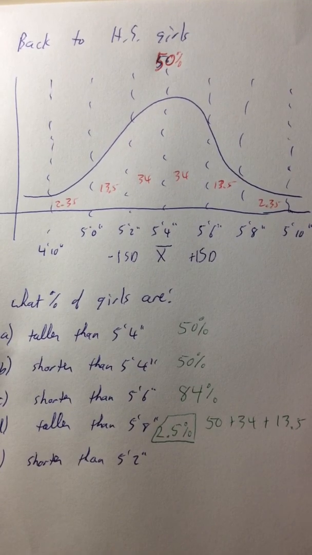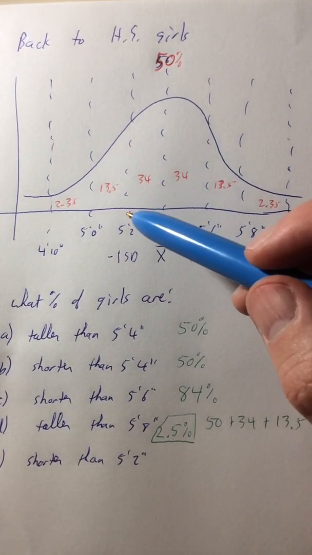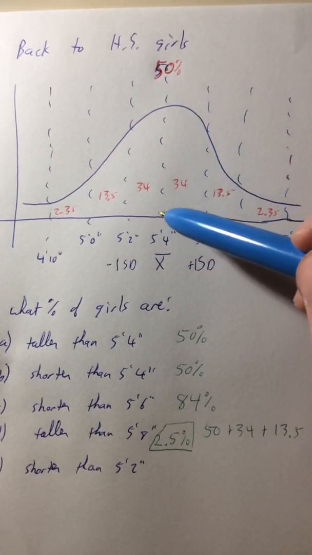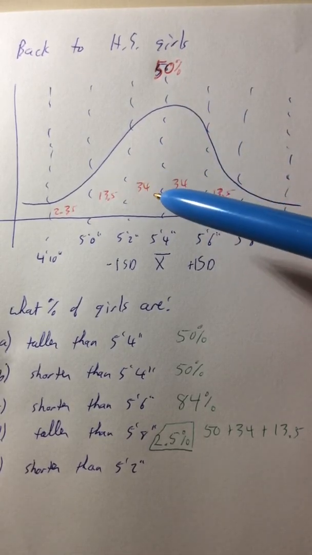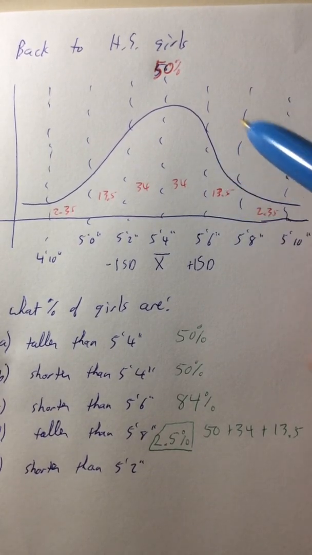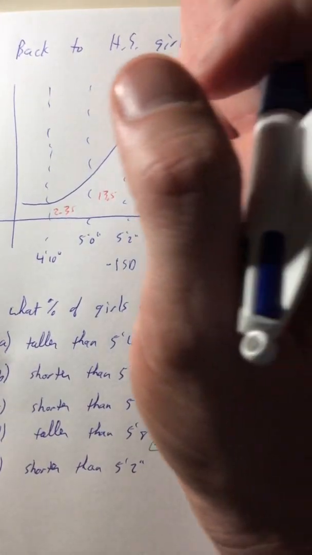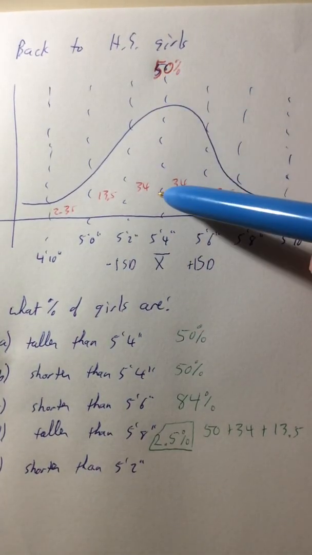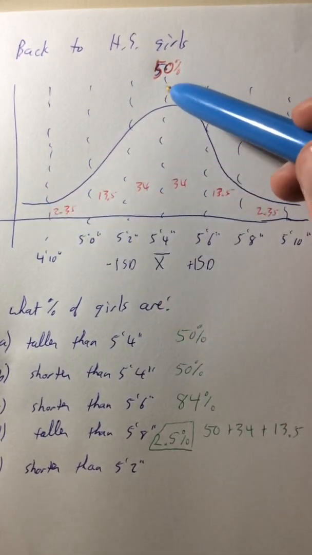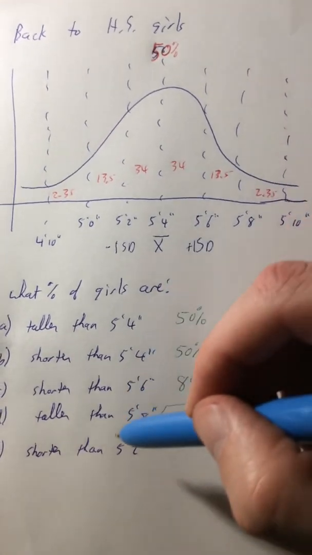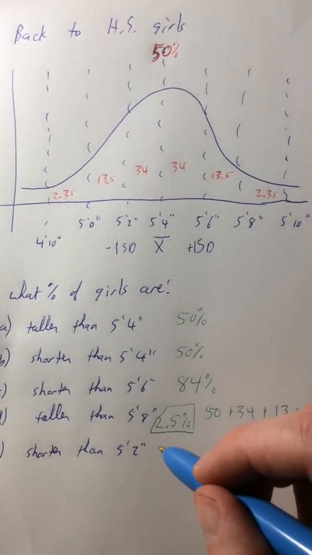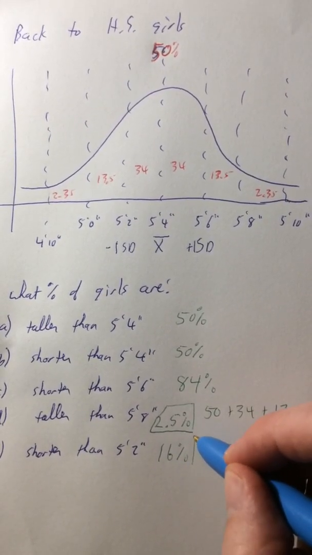Okay, how about shorter than 5'2"? So again, here we are at 5'2", and again, we're going to start right in the middle at 50, and we're going this way. So we're going to remove 34%. Right here, we went 50, and we were adding these on, right? Because we're trying to figure out how much area is below here. So we started at 50. We take away 34, and that tells us what's left over here. So 50 minus 34 is 16. So 16% of the girls are shorter than 5'2".